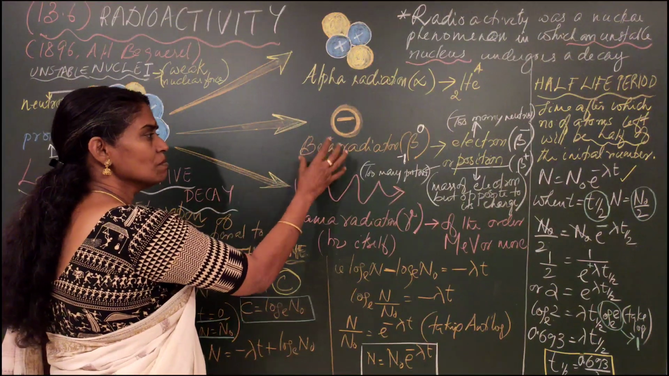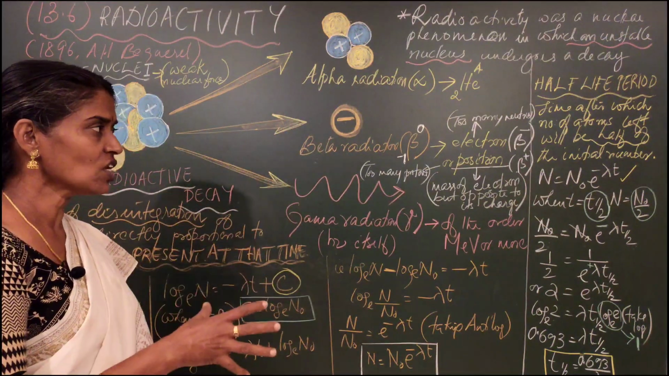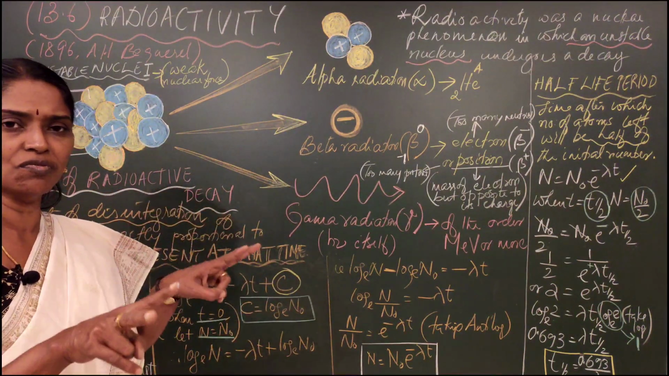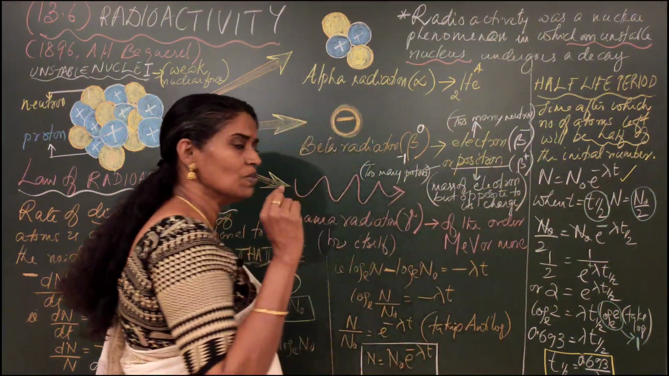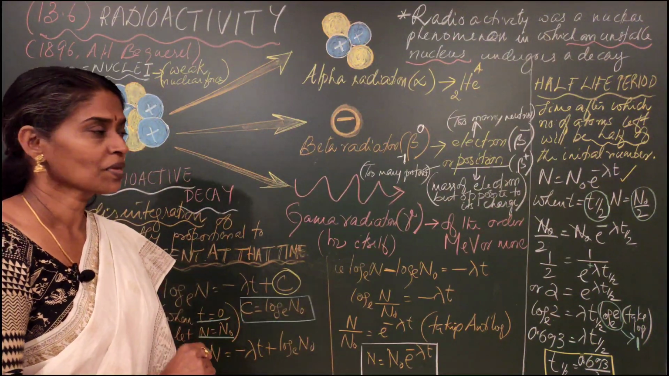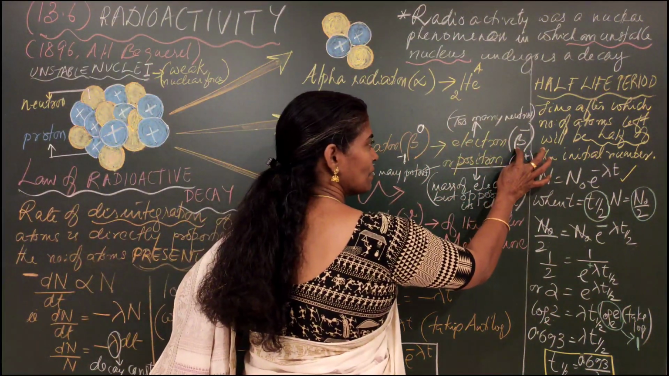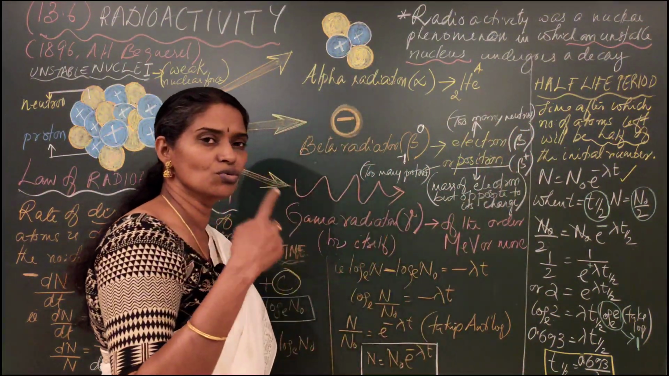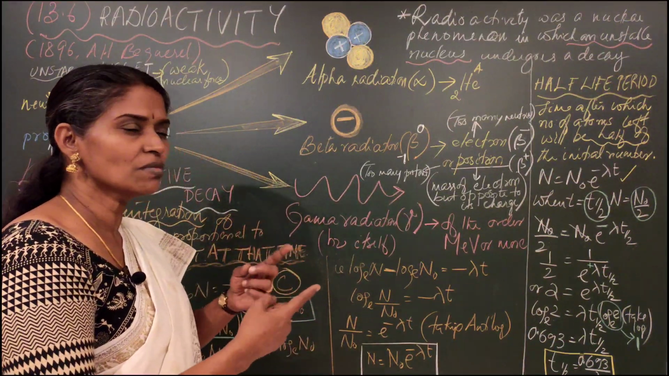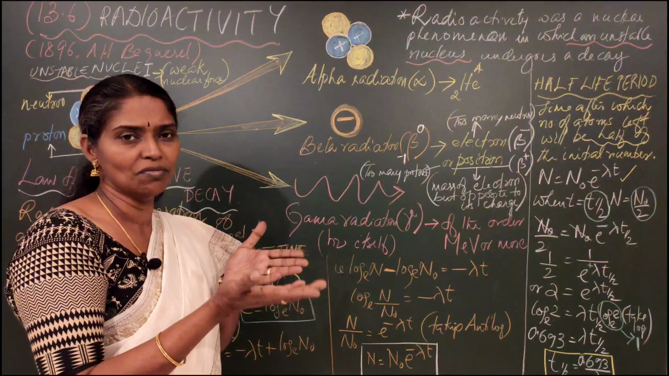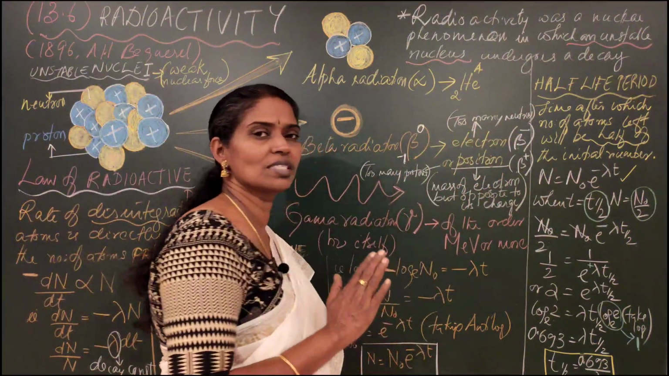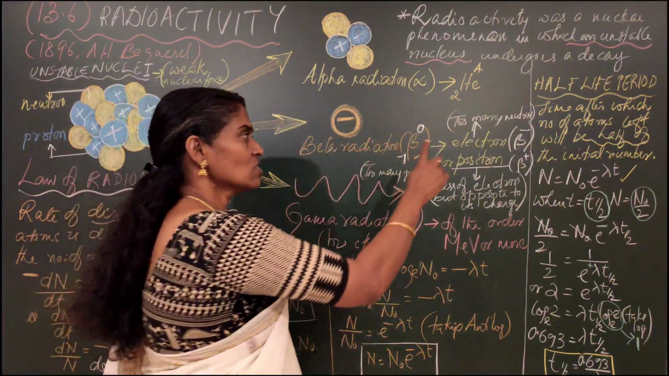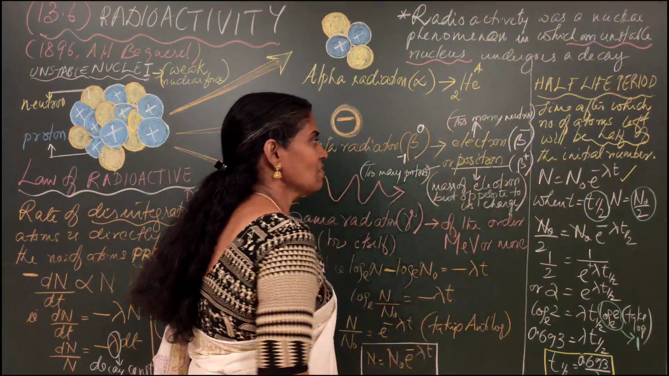And another option is beta radiation. In beta radiation, it can be of two manners. One is beta negative decay and the other one is beta positive decay. Beta negative decay happens when you have too many neutrons. Neutrons by certain rearrangement get converted to protons, and along with that electrons get ejected. That is known as beta negative decay.